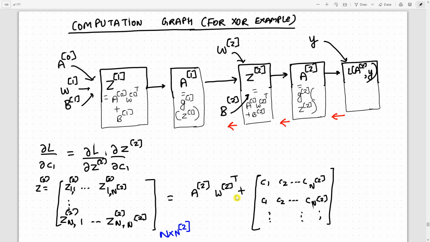Let's write Z2 again in a format that can expose C for us. Let's forget about the 2 for now, since we already know that we are in layer number 2. Z is Z11 till Z1n2, down to Zn1 till Znn2, of shape n cross n2. So Z has n rows corresponding to n examples and n2 columns corresponding to the n2 features or n2 nodes in that particular layer number 2, right?